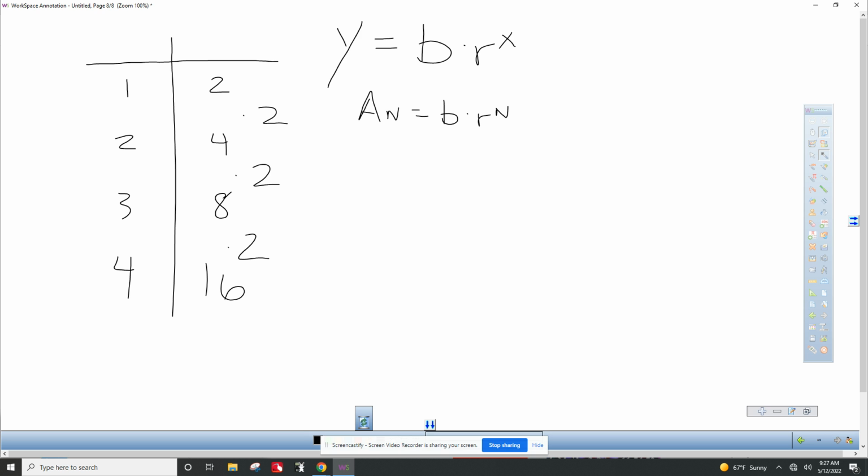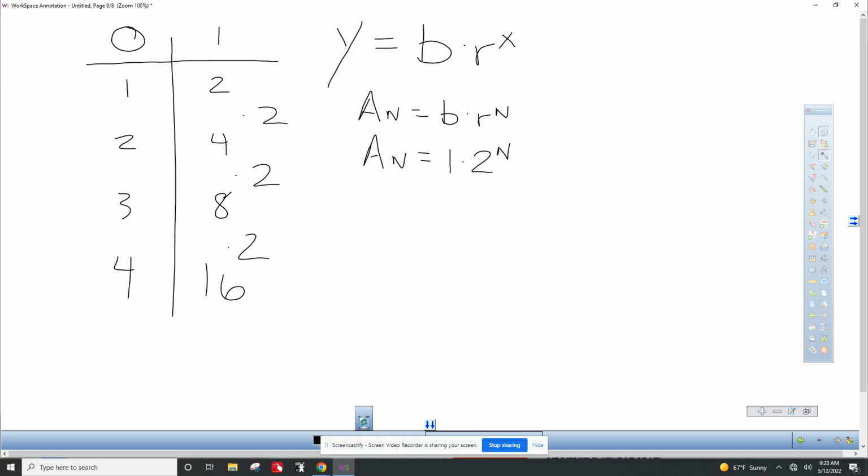Very similar, okay? Let's find the b first this time. You always put in a 0 to find your b. Yes, now we divide. So b is 1. Now, what is our r? Our r is our rate of increase. Rates are multiplication answers.